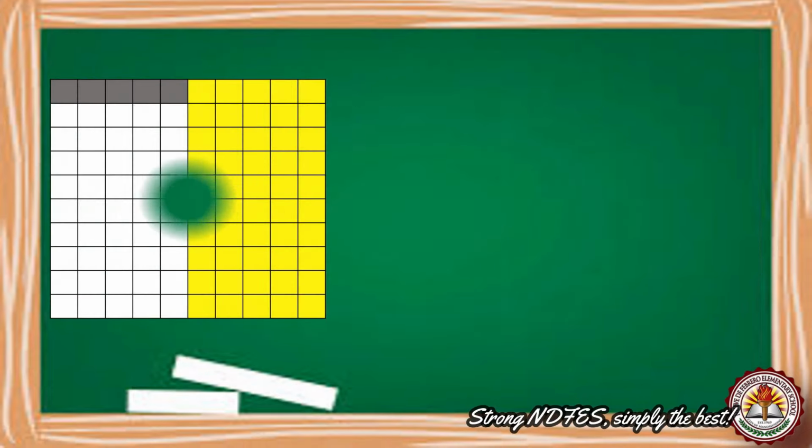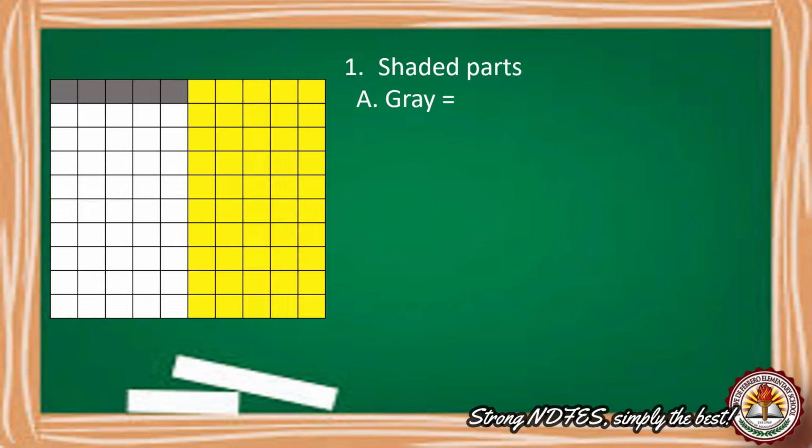Let us study this model. In this model, there are parts that are shaded and unshaded. Let us count the shaded parts and unshaded parts. Let us start first with the shaded parts. We have the gray shaded parts. The gray shaded parts has 5 squares.